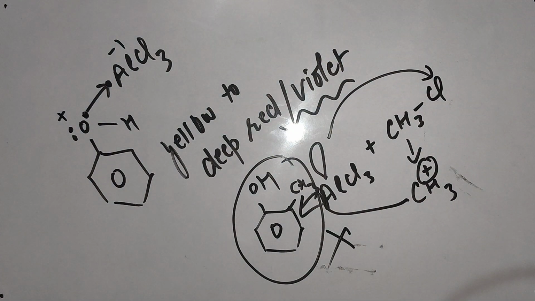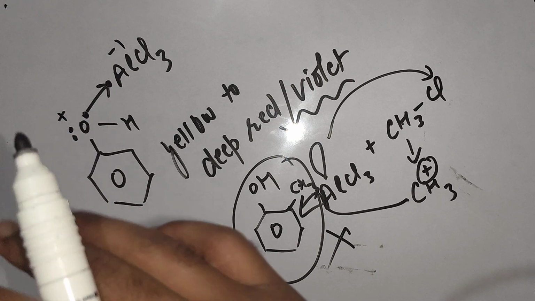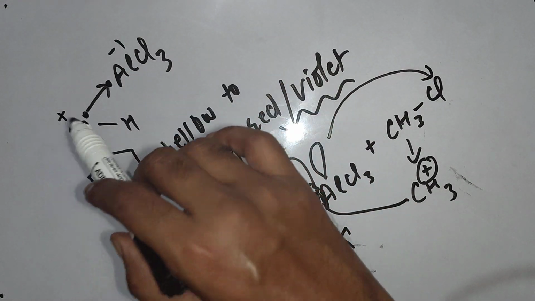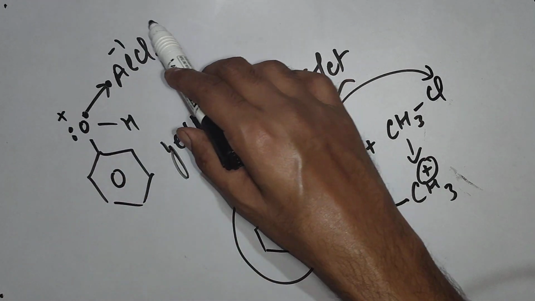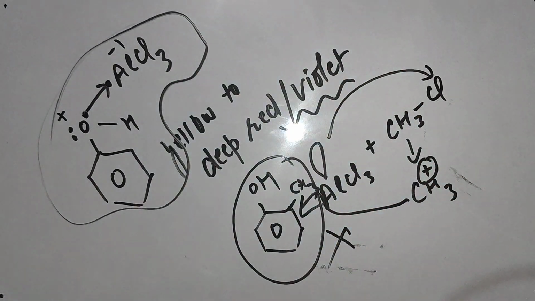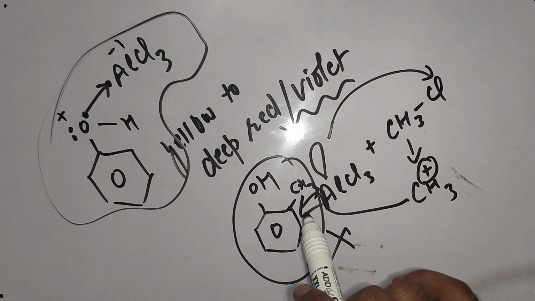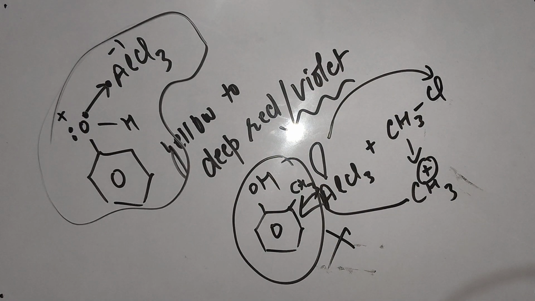This is the problem. So sometimes the board can ask this question: why is there a low yield of cresols in the Friedel-Crafts alkylation of phenol? The answer is because AlCl3 with a vacant orbital is going to attack on the lone pair of oxygen. That's why AlCl3 can't perform its main action, which we were considering. This is the reason. That's it.